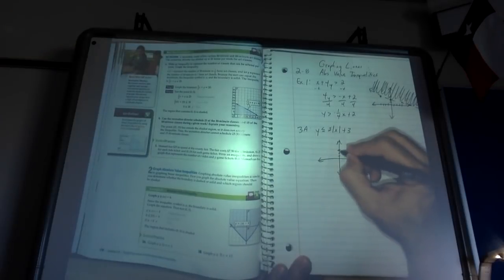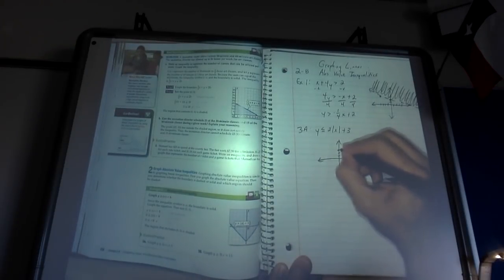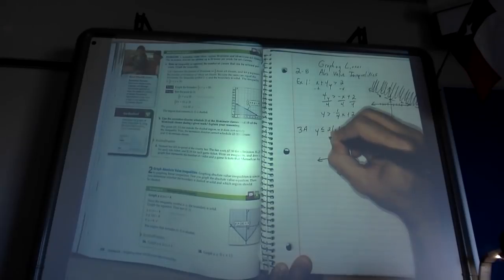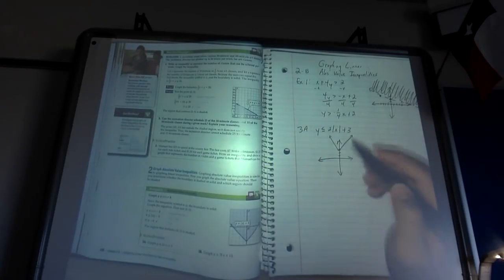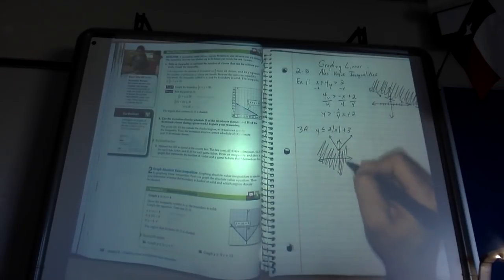So we're going up 3 is where my vertex is going to be, and it's a little skinnier than this graph. It's an equal sign, so it's going to be solid lines. So I'm going to graph it like that. And now we're going to shade less than that. Well, above the line is greater than, so less than is all of this.